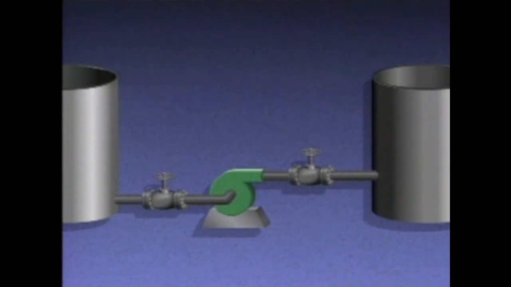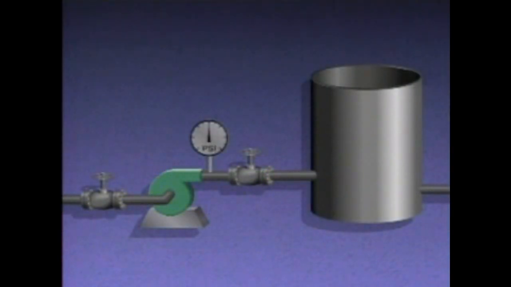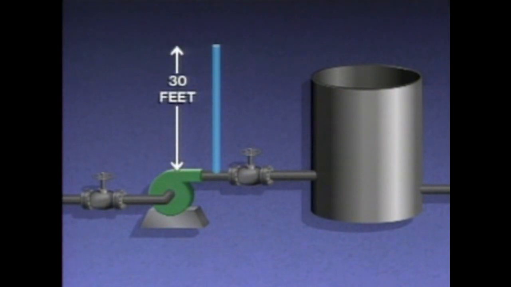Another way of looking at head is by relating it to pressure. For example, the amount of pressure at the discharge of a pump that's running can be viewed as the height of a column of liquid that the pump's discharge pressure will support. This imaginary column of liquid represents head. If the pressure can support a column of liquid 30 feet high, then the pressure is equivalent to 30 feet of head.